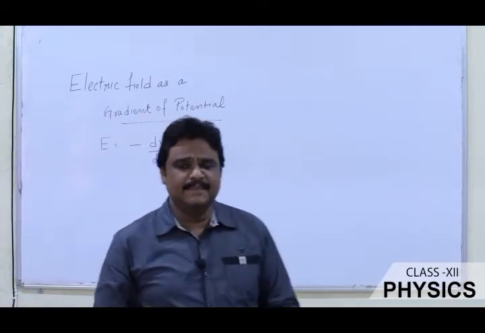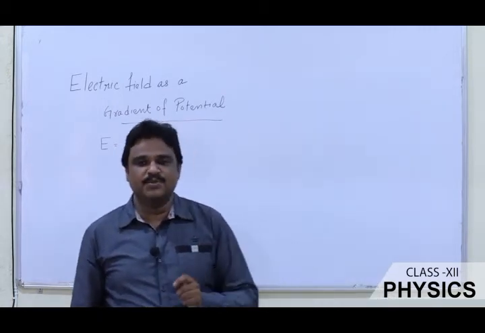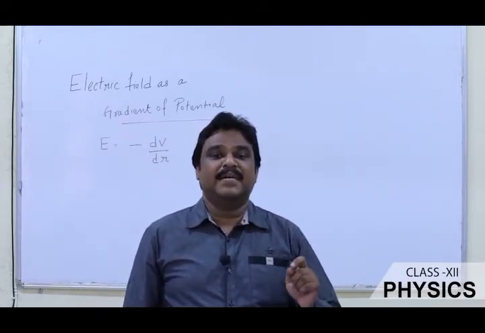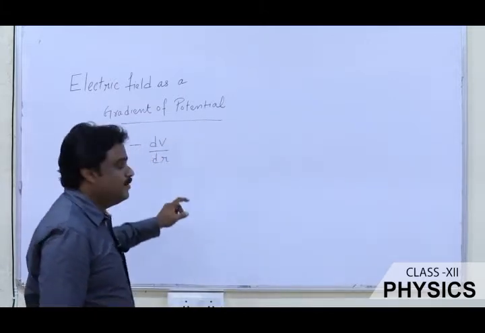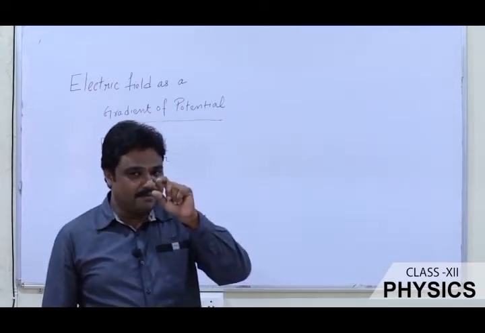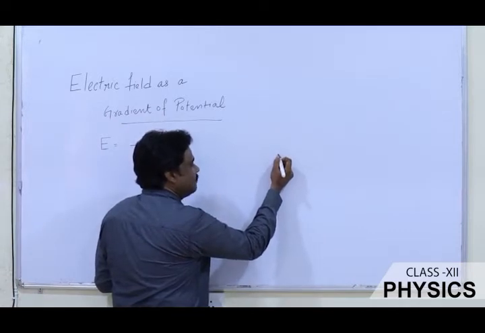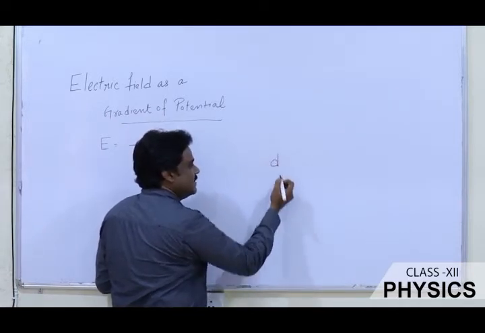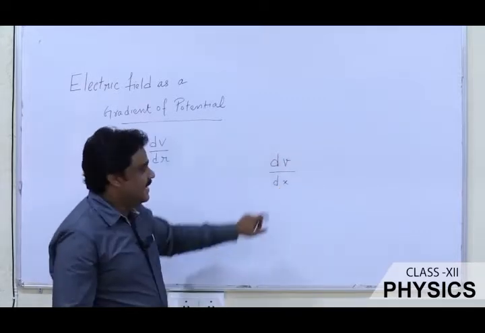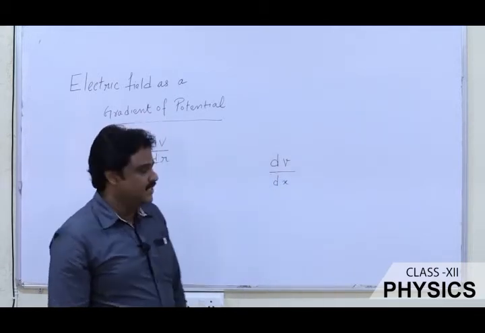Before getting into the derivation, I think you know what is the gradient of a physical quantity. In 11th also the term gradient you came across in viscosity and thermodynamics, where you came across velocity gradient and temperature gradient. So I am going to make a very quick recap of what is gradient. Obviously it is the variation of that physical quantity with respect to distance. Say if it is velocity gradient, I am going to write it as dV by dx. Variation of that physical quantity with respect to distance represents the gradient of that physical quantity.